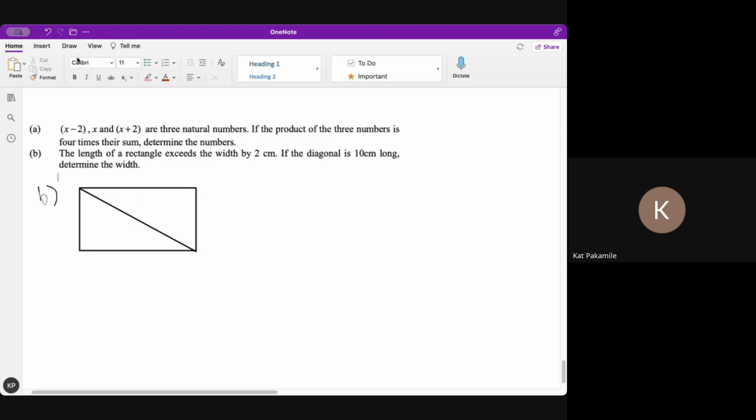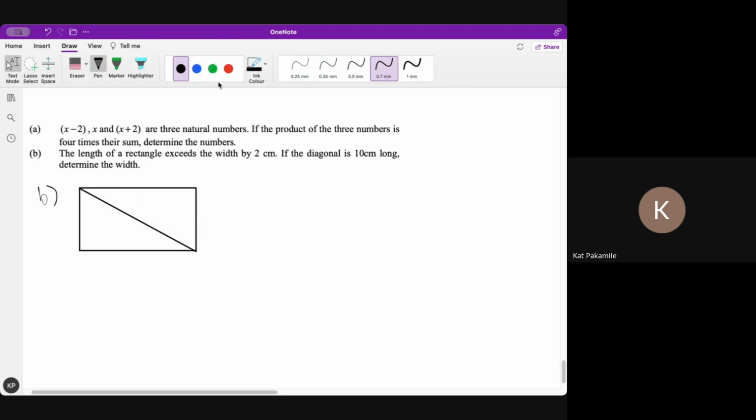Okay, so do we know the actual values of the length and the width? Do we know the actual values? No. So if we don't know the values, what do we do? You assign it a variable. You give it a variable, right? So let us call the width x. And why do I want to call the width x? Because what will my length be if the width is x? Read the information again. What will the length be if the width is x?